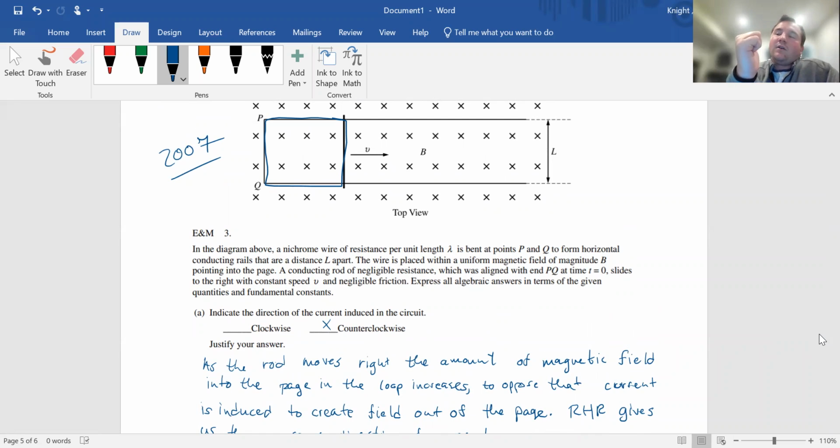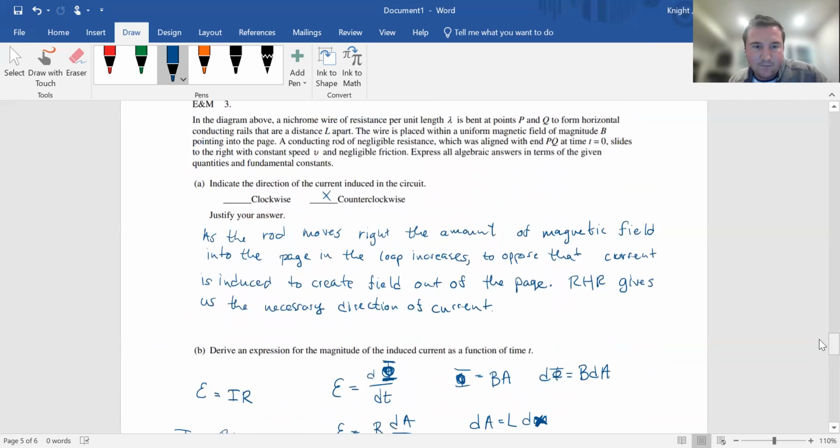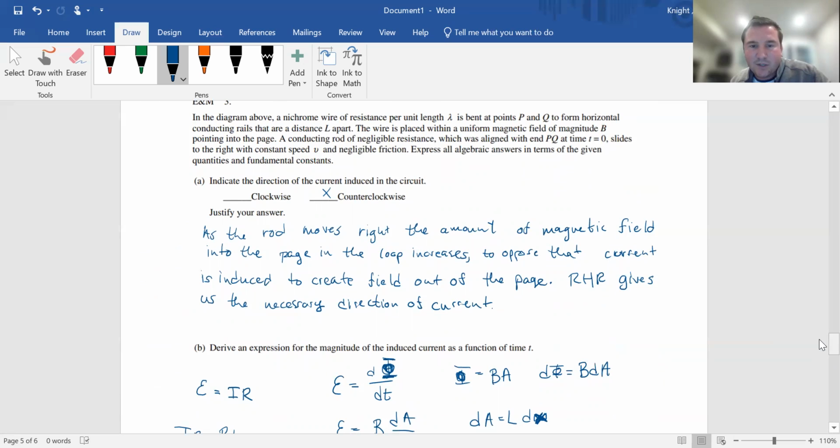So if we are creating field that is out of the page, and we curl our fingers using the right hand rule, that means the current has to go counterclockwise. Counterclockwise current will create magnetic field out of the page to oppose the increasing magnetic field into the page. Next. That's basically what I explained here. As the rod moves right, the amount of magnetic field into the page increases. To oppose that, the current is induced to create field out of the page. Right hand rule gives us the necessary direction of the current.